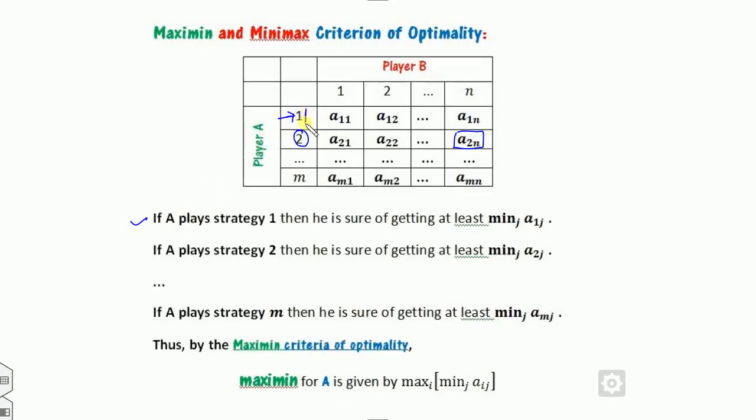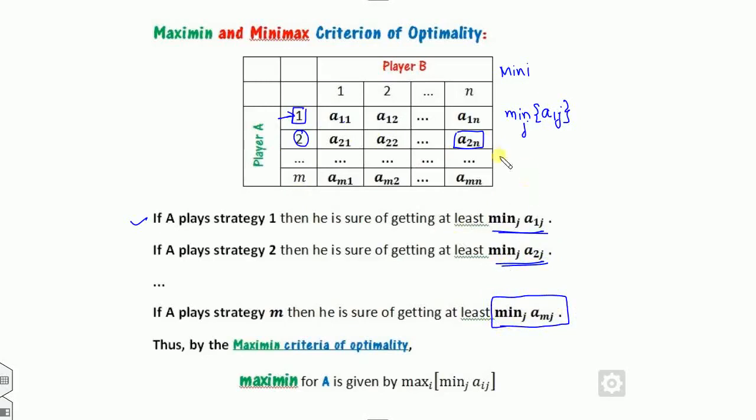If player A plays strategy 1, what is the minimum guaranteed gain? How can you find the minimum of this? It is the minimum of a11, a12, up to a1n, that is, the minimum of a1j, where j represents the column. Similarly for the second row, this is the minimum of the second row, and similarly for the mth row.